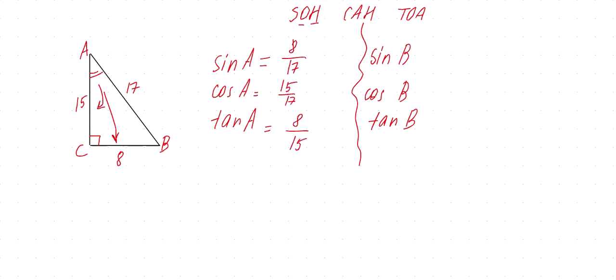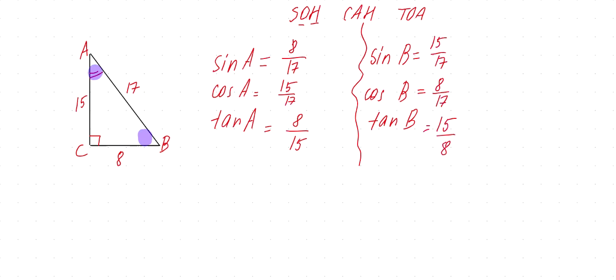Now, as you can see, we have a right triangle. So actually, angle B is complementary to angle A, right? They both make up 90 degrees. So look what happens now. Sine of B will be opposite over hypotenuse, so 15 over 17. Cosine of angle B, adjacent over hypotenuse, which is 8 over 17. And tangent of B would be opposite leg over adjacent leg.